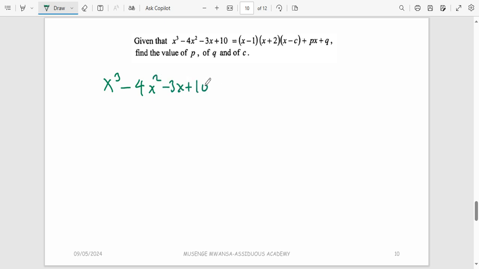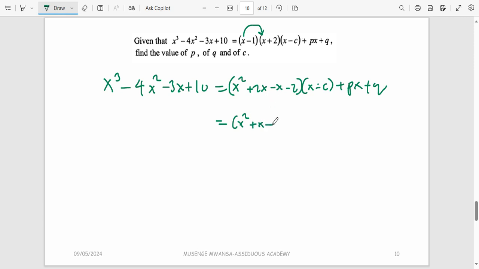Just compare coefficients. So multiply x by x, that is going to be x squared. Multiply x by 2, that is going to be 2x. Negative 1 times x will be negative x. Negative 1 times 2, that will be negative 2. Then you have x minus c, plus px plus q. And then this is going to give us x squared, 2x minus x, that is going to be x, minus 2, then x minus c, then px plus q.